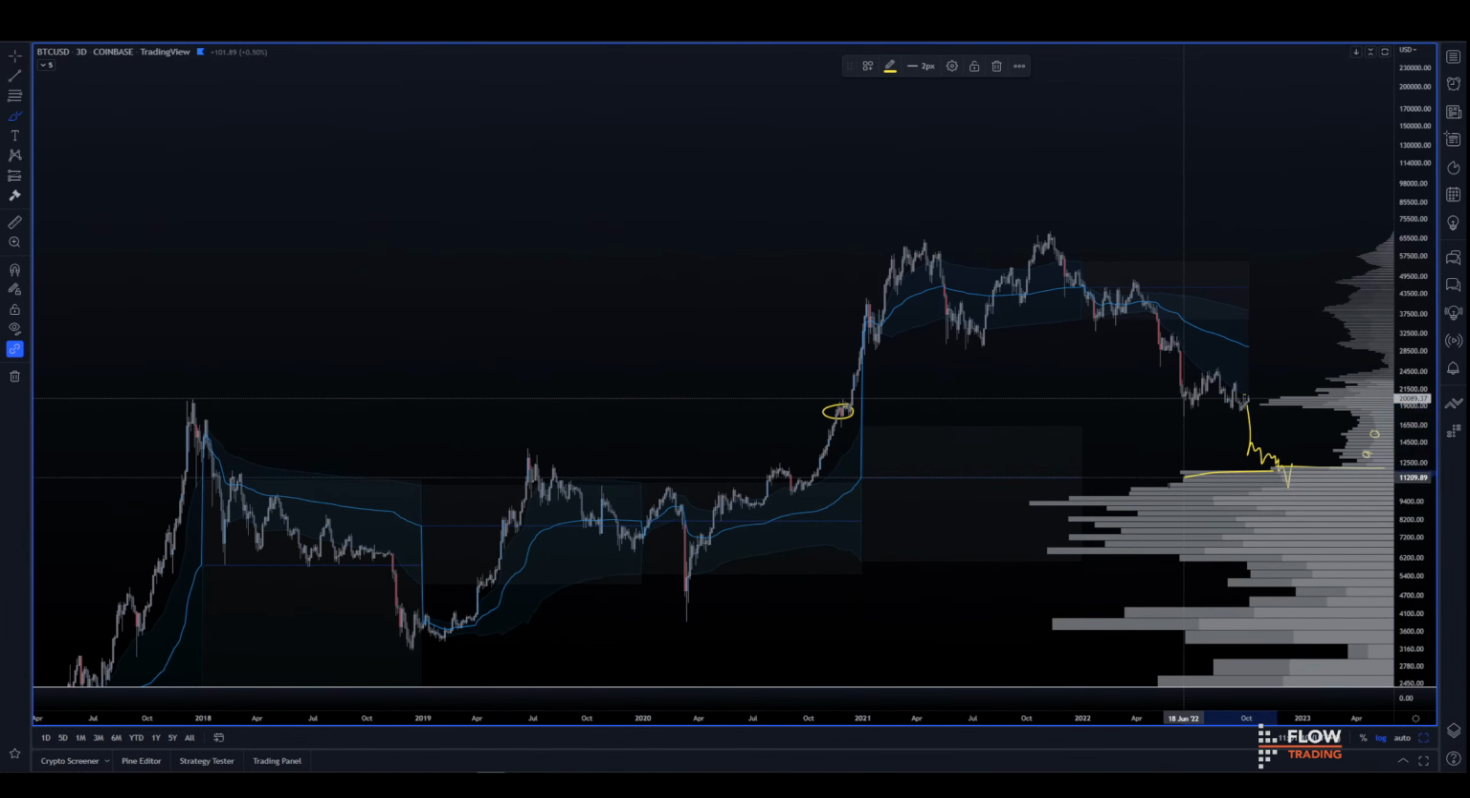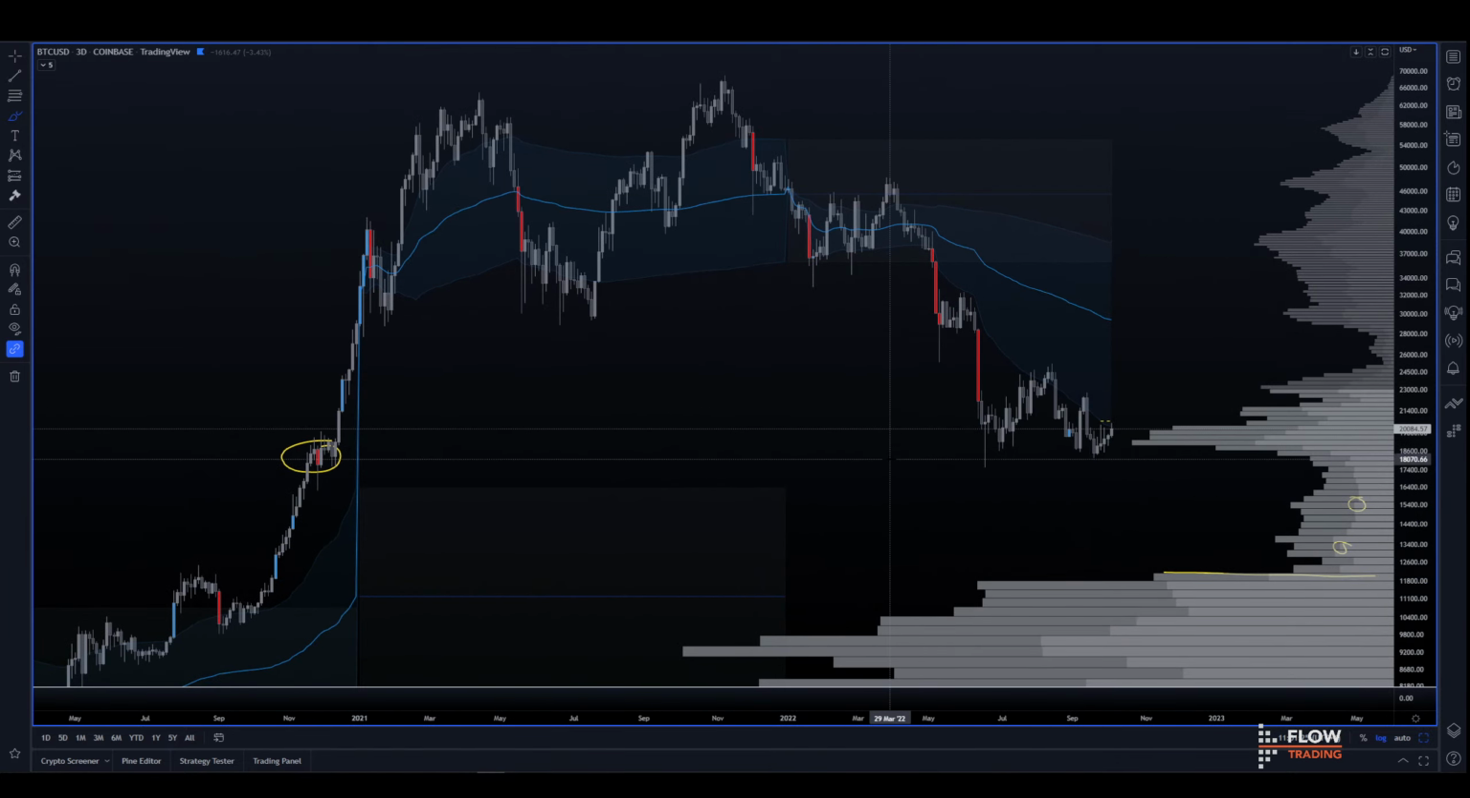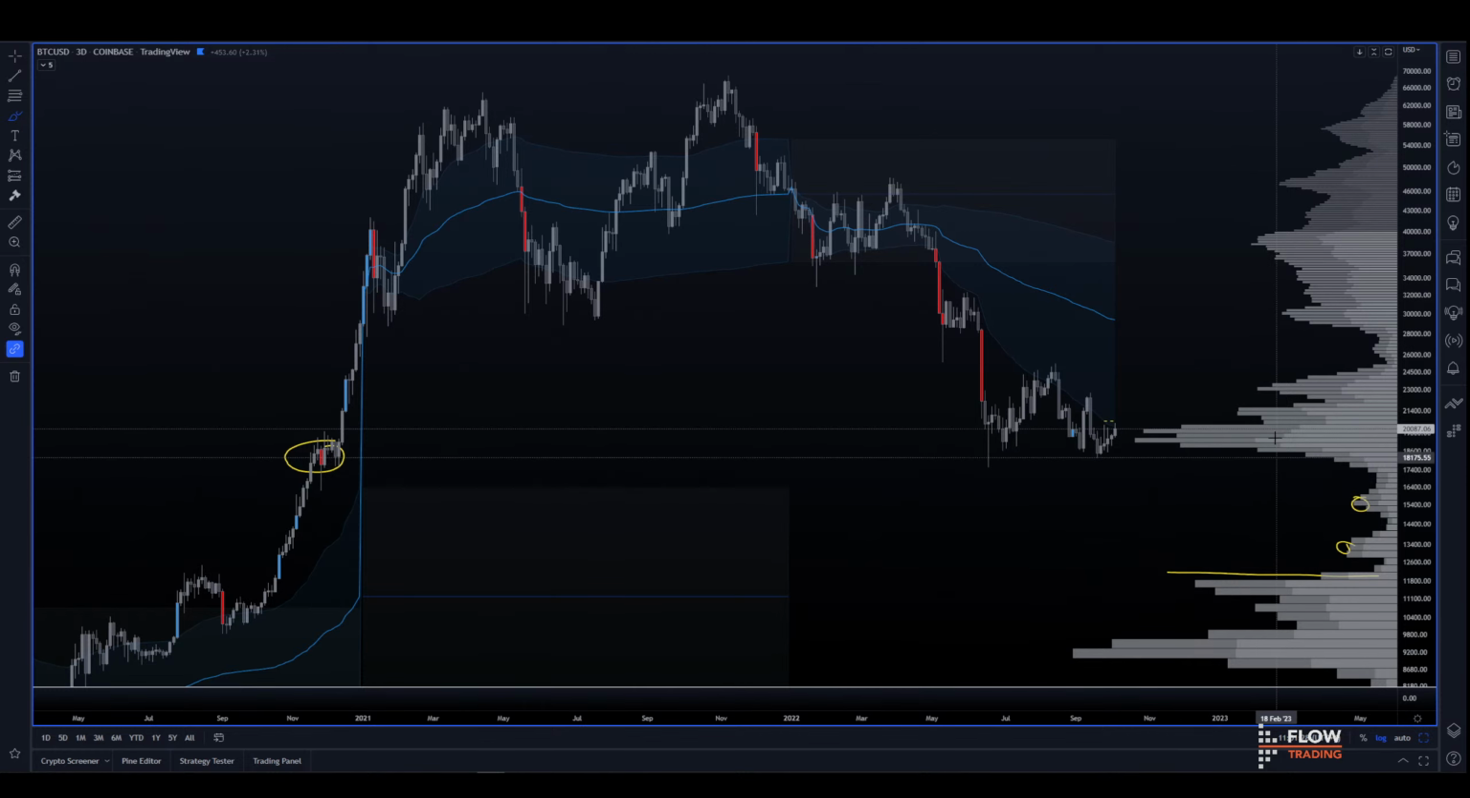Look at the size of this high volume cluster. Acceptance here means almost certainly that we find ourselves going all the way back down to the value area low of 2020. But again, this is too far away and there's no point trying to think about this. What I'm trying to let you guys know here is that if this consolidation level here fails, there's hardly any volume there. So the price could accelerate very quickly all the way down to here and then bounce, right?